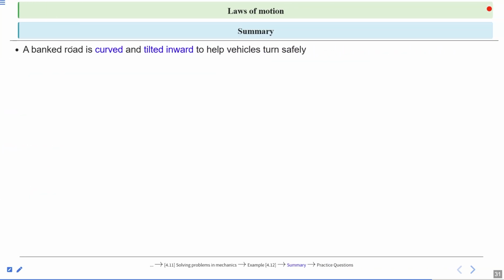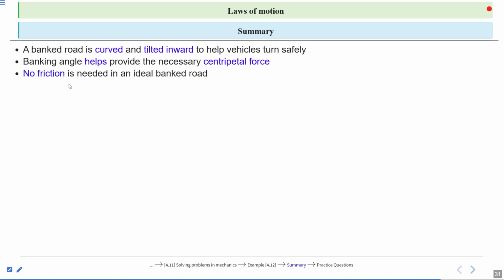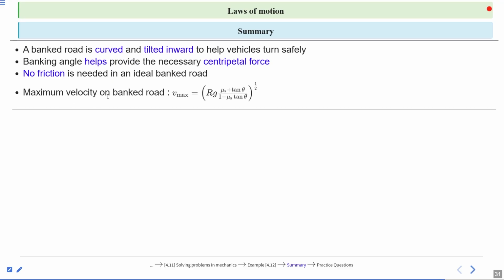Now we will summarize. A banked road is a curved road tilted inward to help vehicles turn safely. Banking angle helps provide the necessary centripetal force. No friction is needed in an ideal banked road where mu is equal to 0. Maximum velocity on a banked road is v equal to [Rg (mu s plus tan theta) divided by (1 minus mu s tan theta)] whole power 1 by 2.